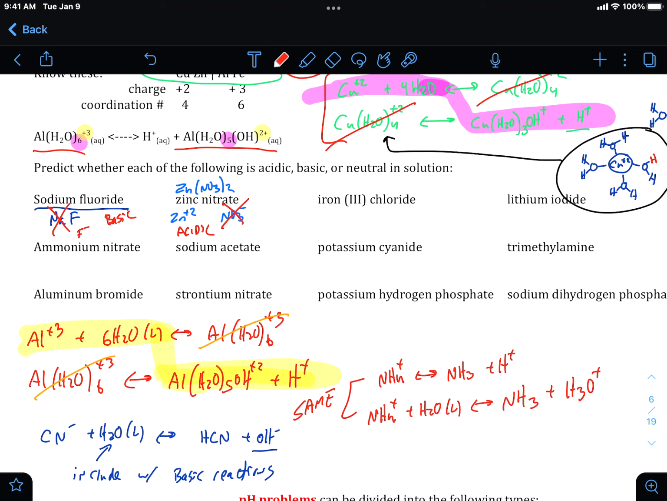Iron 3 chloride. What can you rule out? Chloride. So what will this be? Acidic or basic or neutral? Acidic. All right. I want you to take a few minutes and do the same to the rest of these, and then we will discuss.